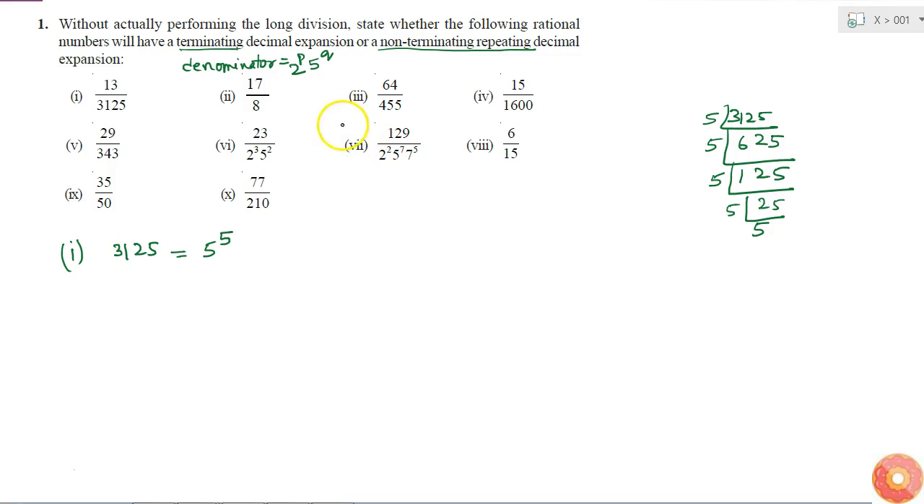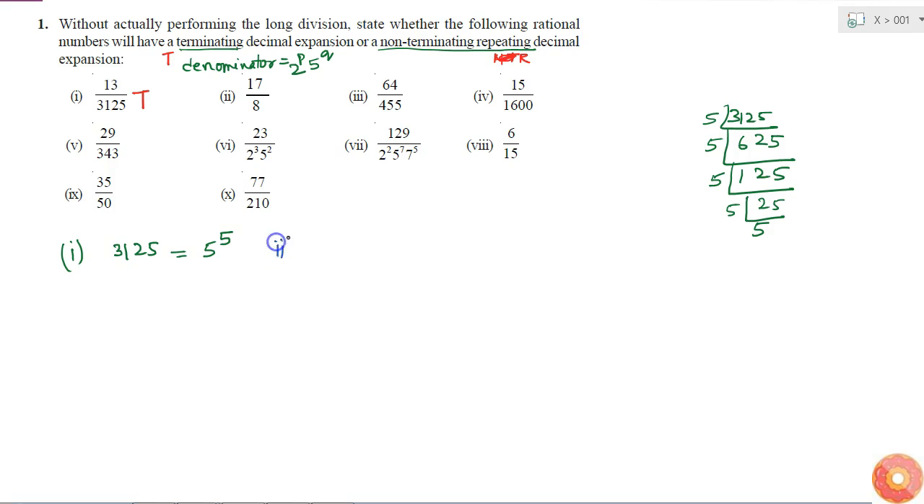So 3125, the denominator is of the form 2 power p into 5 power q. Therefore, this has a terminating decimal expansion. Okay, I would like to denote terminating as T and non-terminating repeating as NTR, or even just R. So this has a terminating decimal expansion.